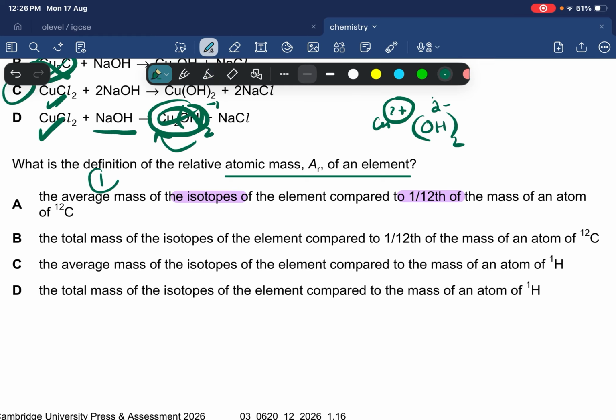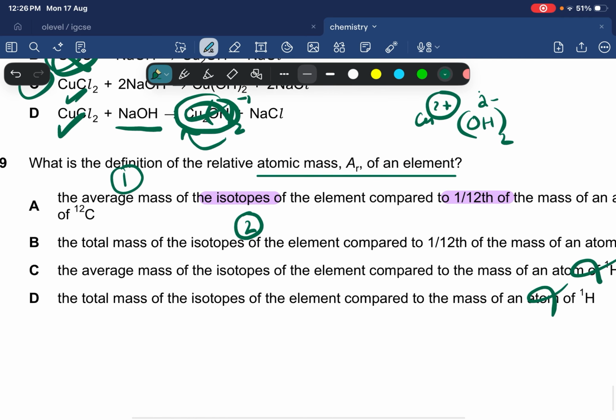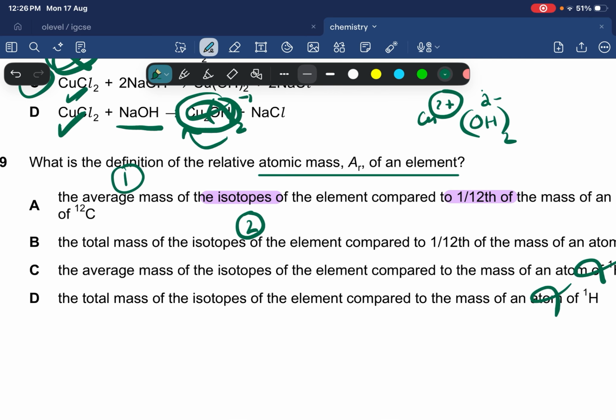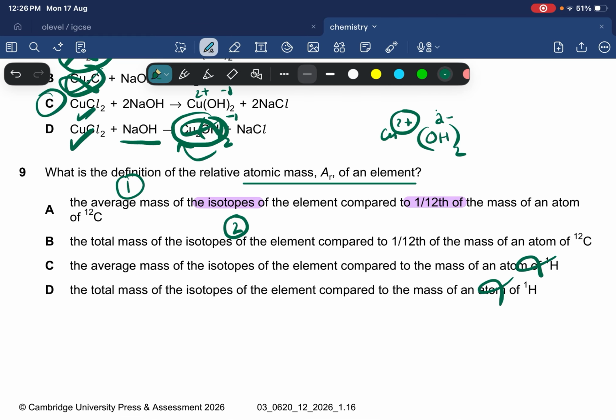Okay, now let's read the second one. The total mass of the isotopes of an element compared to 1/12 of the mass of a carbon 12. The second one is just like the first one, but there are very tiny differences if you can spot them. Third one: the average mass of the isotopes of an element compared to the mass of hydrogen 1. Just by looking at hydrogen 1 I crossed out C and D, but out of A and B, which is the correct one? The total mass of the isotopes of the element compared to 1/12 of the mass of a carbon 12, or the average mass of the isotopes of the element compared to 1/12 of the mass of a carbon 12.